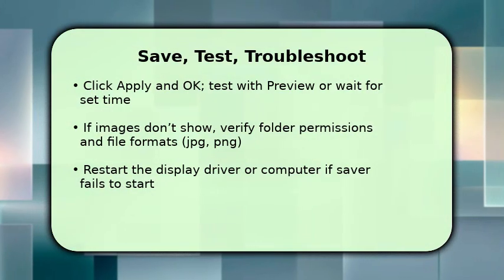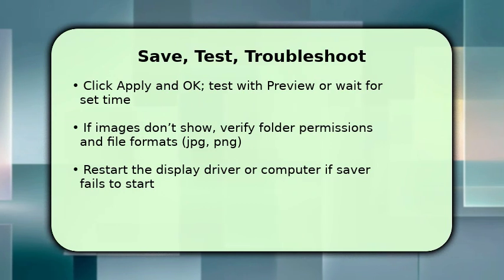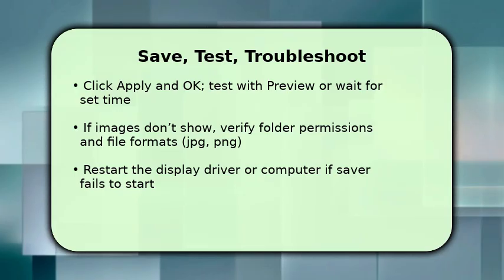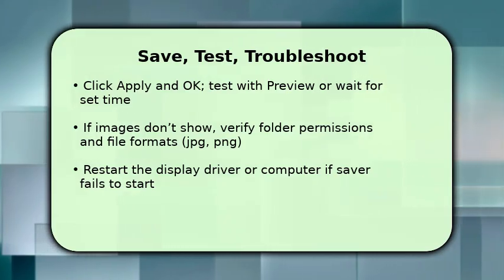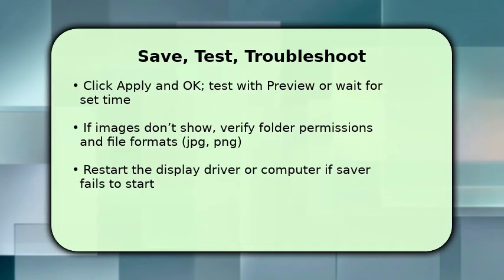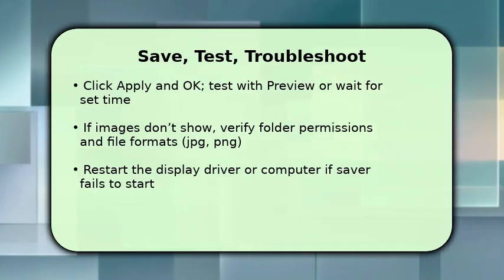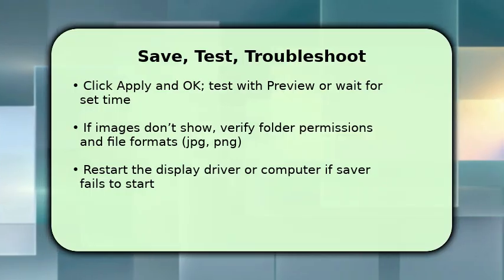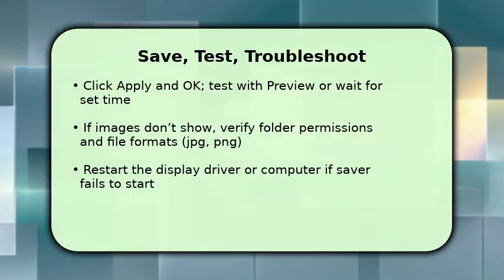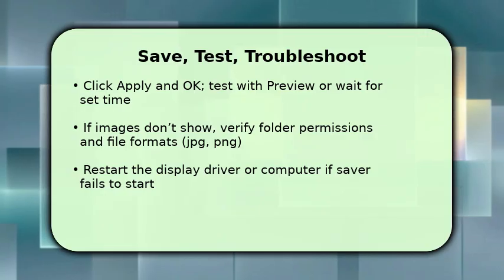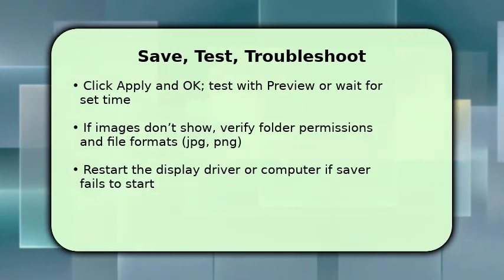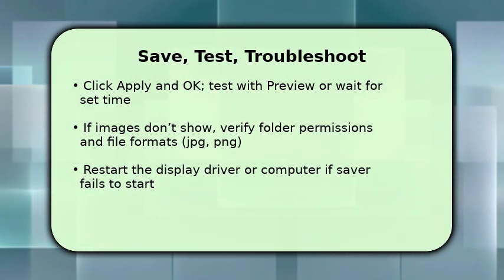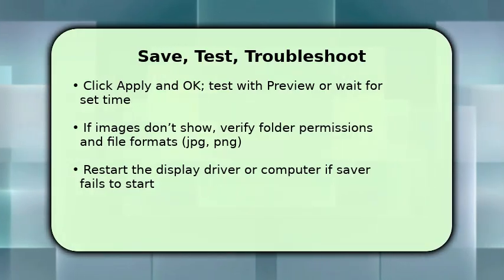Finish by clicking Apply and OK, then test immediately with preview or by waiting the set time so you see the result. If images fail to appear, make sure the folder is accessible and contains supported formats like JPG or PNG. Permissions can block access. If the saver won't start at all, restart the display driver or reboot the computer, and make sure power settings aren't preventing idle activation. That quick troubleshooting tip usually resolves permission or driver conflicts.